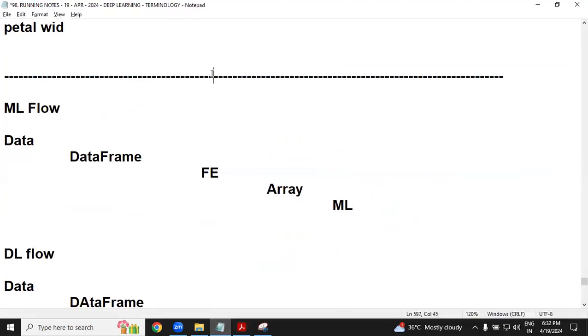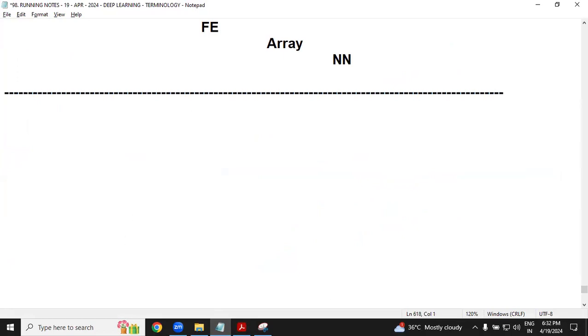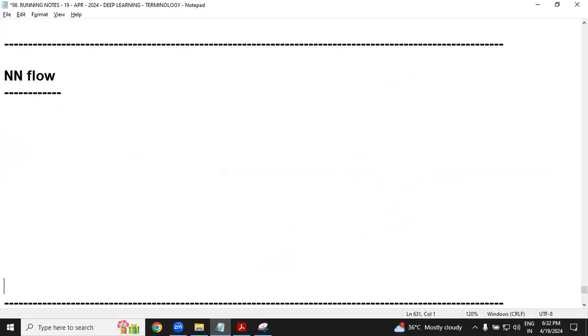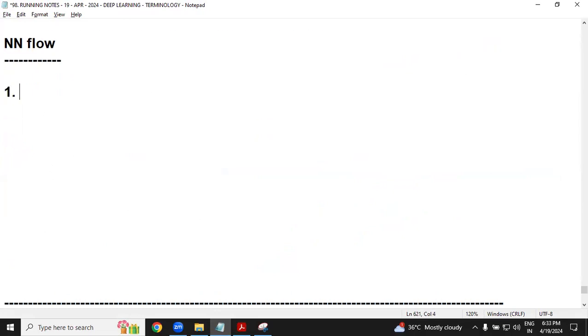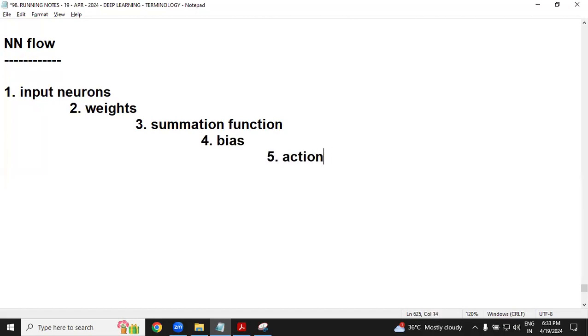Get ready. We will enjoy these steps. As usual, I just need the NN flow. Now I would like to make a note, only one time. First one is the input neurons. Second one. Third one, summation function. Fourth one. Fifth one, activation function. Sixth one.